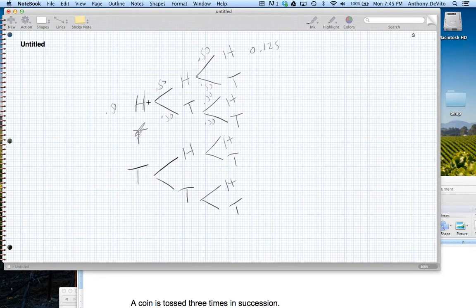That's going to be equal to 0.125. The probability of getting heads, heads, tails is going to be 0.125. The probability of getting heads, tails, heads is going to be 0.125. The probability of getting first coin heads, second coin tails, third coin tails is 0.125. And you can see a pattern occurring here. They're all going to be 0.125. Each outcome is going to be a 1 in 8 chance of occurring.